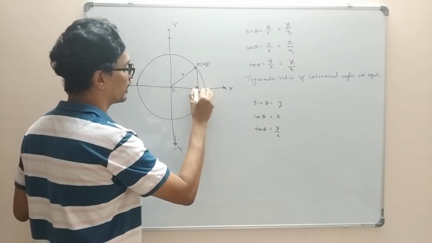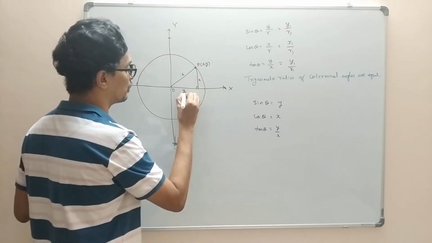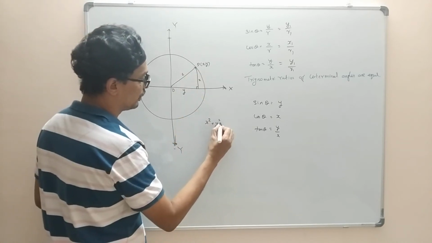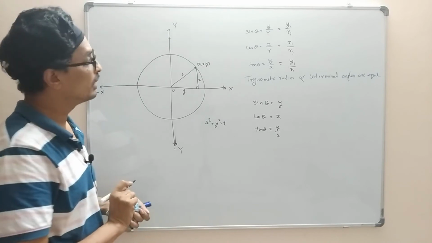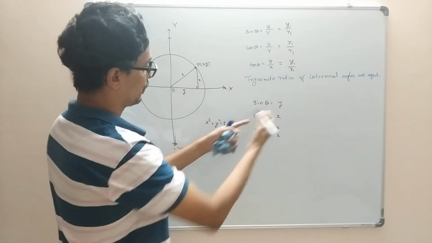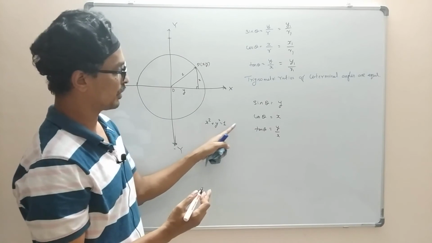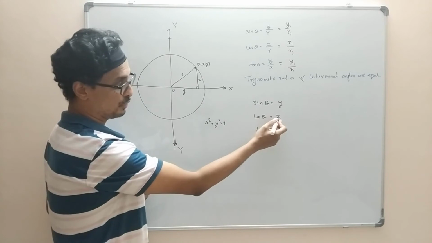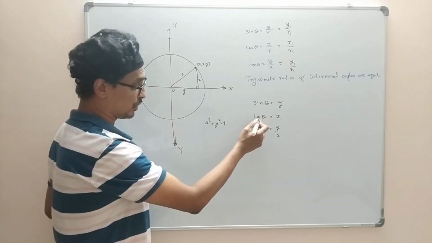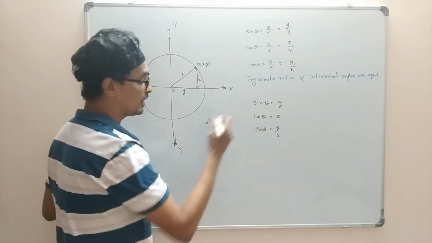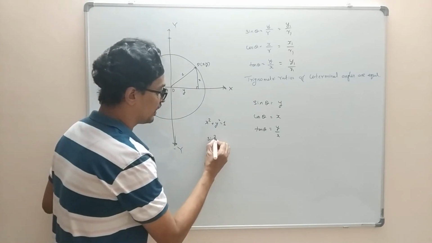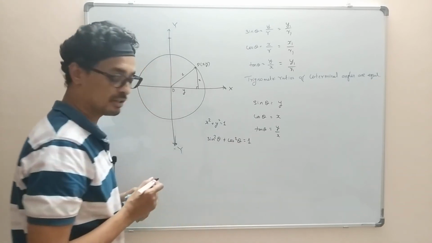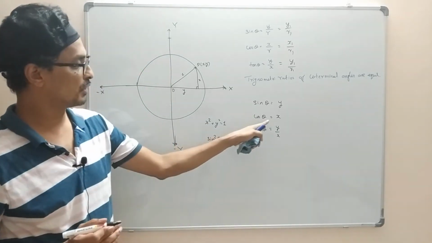Okay, so if I draw it like this, this is your x and this is your y. So from the Pythagoras theorem, we have x square plus y square equal to 1. Therefore, x square is equal to cos square theta, y square equal to sin square theta. So therefore, sin square theta plus cos square theta equal to 1. You got it? Because x is equal to cos theta, y equal to sin theta.